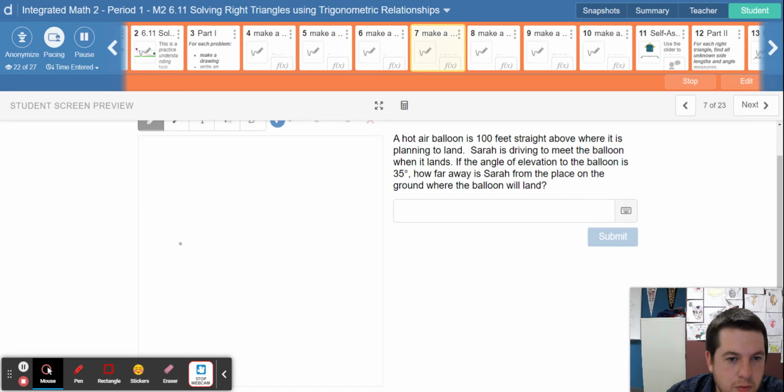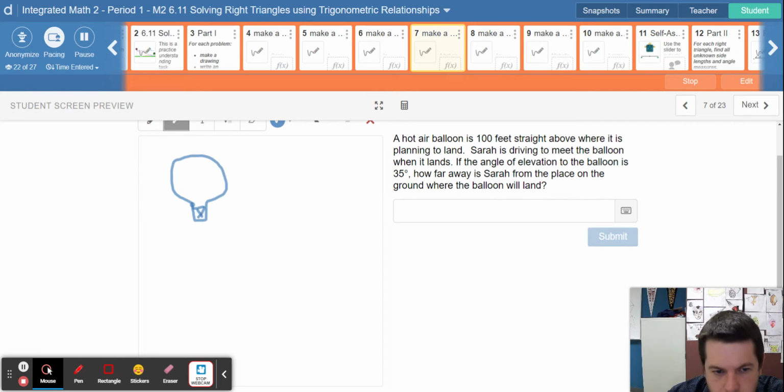So we have the balloon, which I'm going to do my best to sketch here. We got a balloon up in the air, and it is a total of 100 feet straight above. This is 100 feet here.